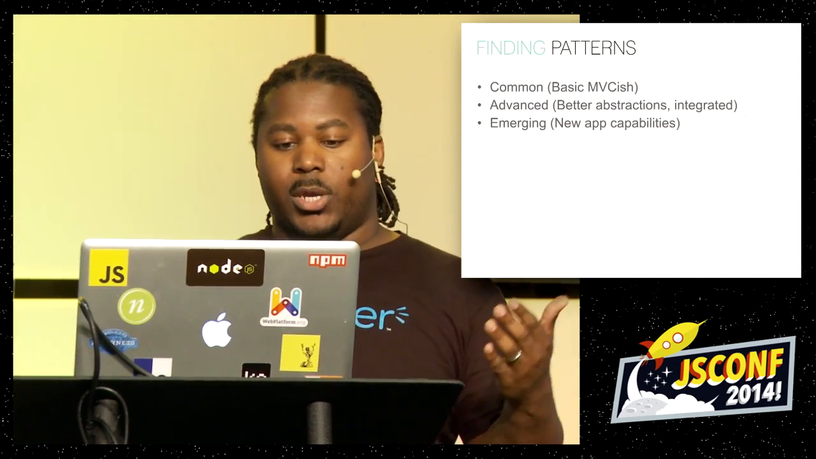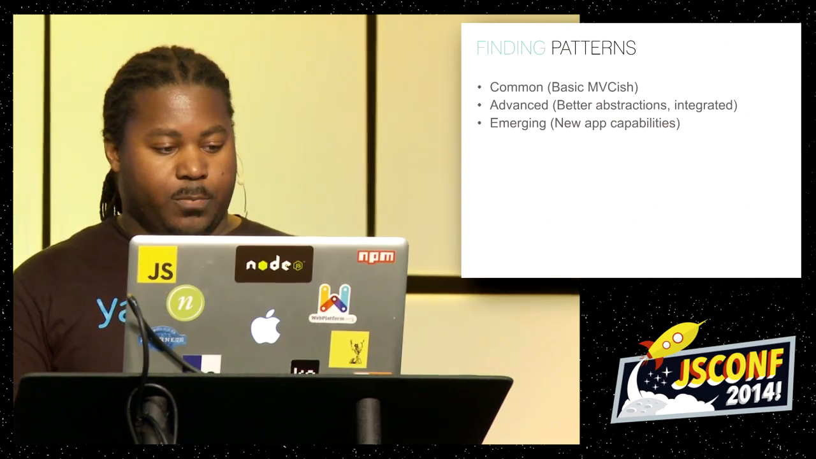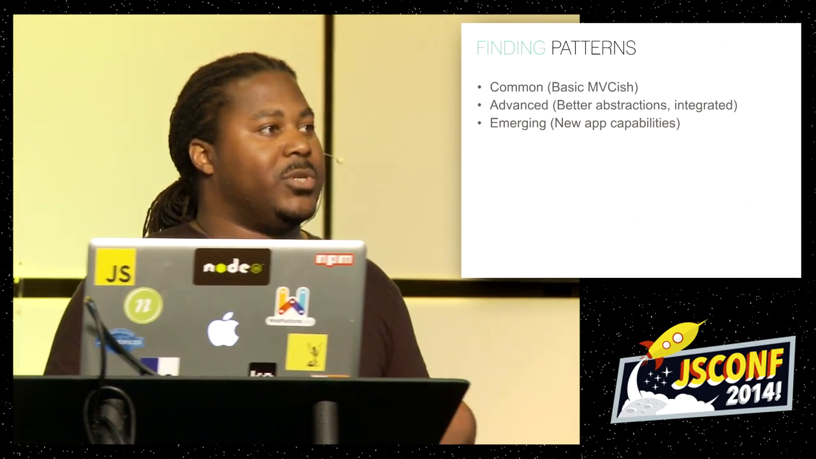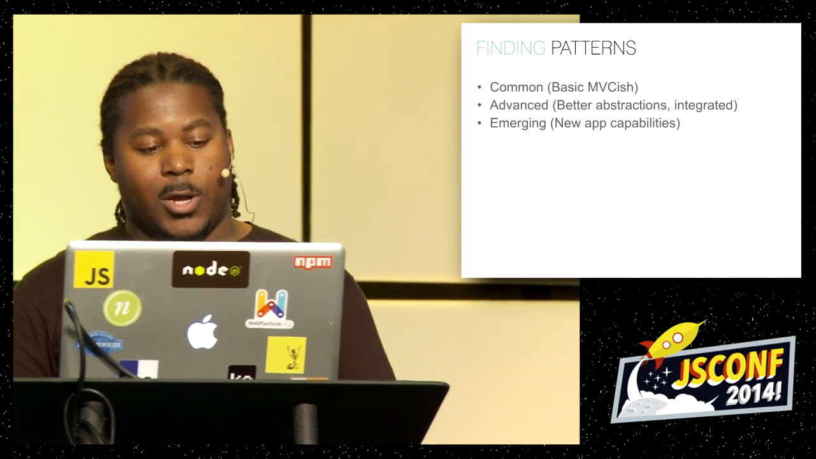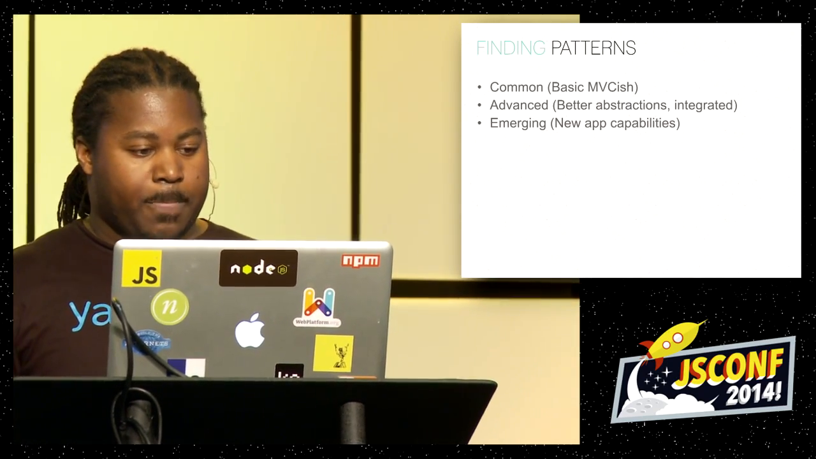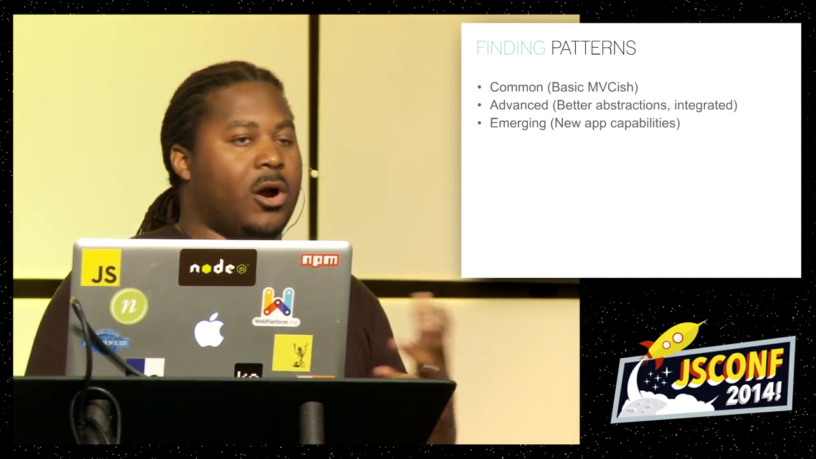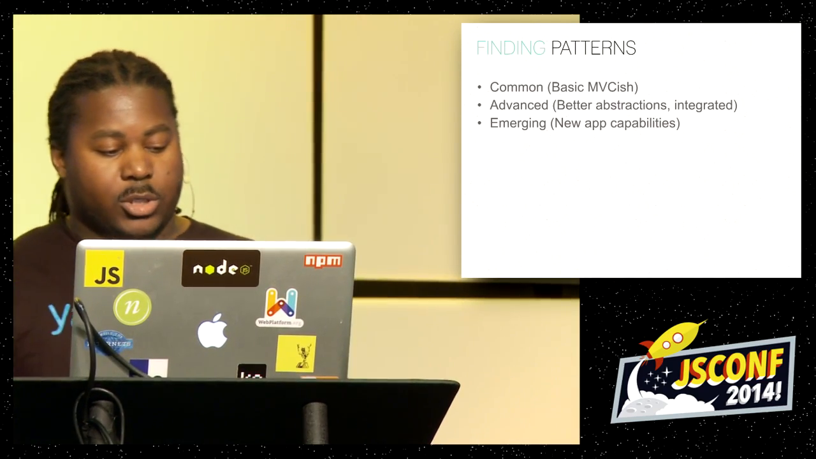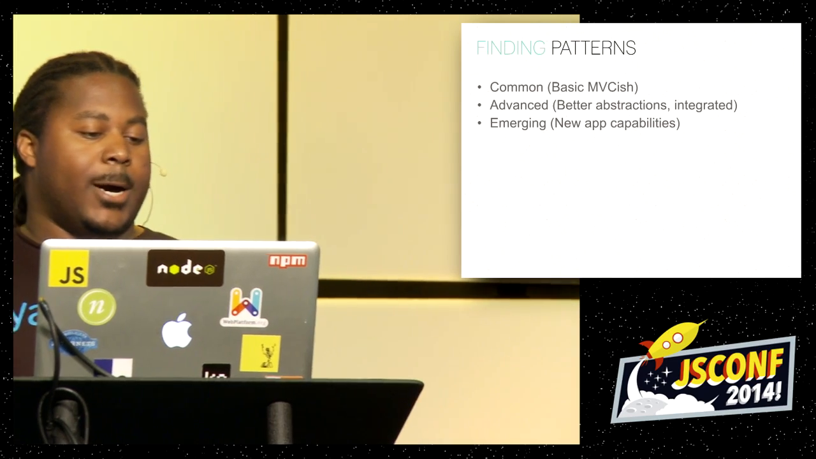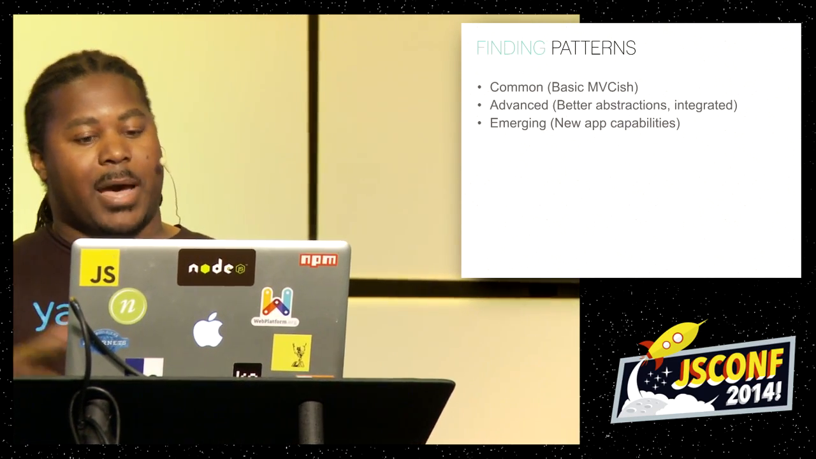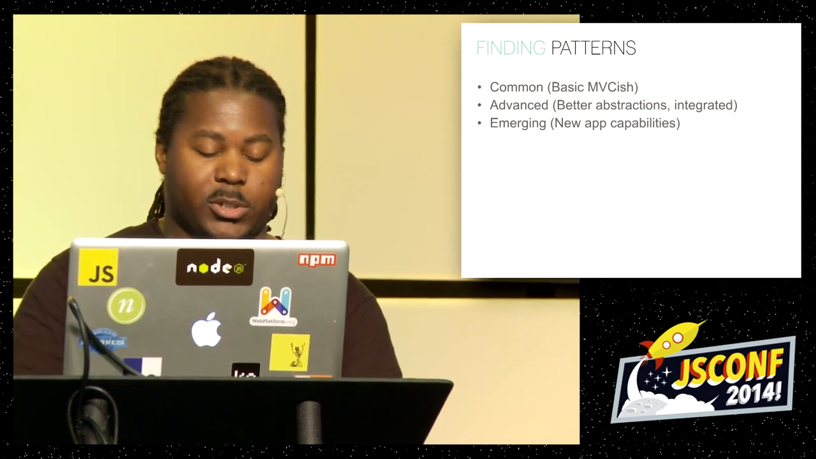Let's talk about the three main buckets that I put these into. The first is common patterns. These are the core patterns that people, or at least in my mind, the core patterns that people are referring to when they say MVC or MV-star-ish kind of thing. We're going to take a look at one of those, and it's going to be a baseline for what I mean by these being shared patterns across frameworks.